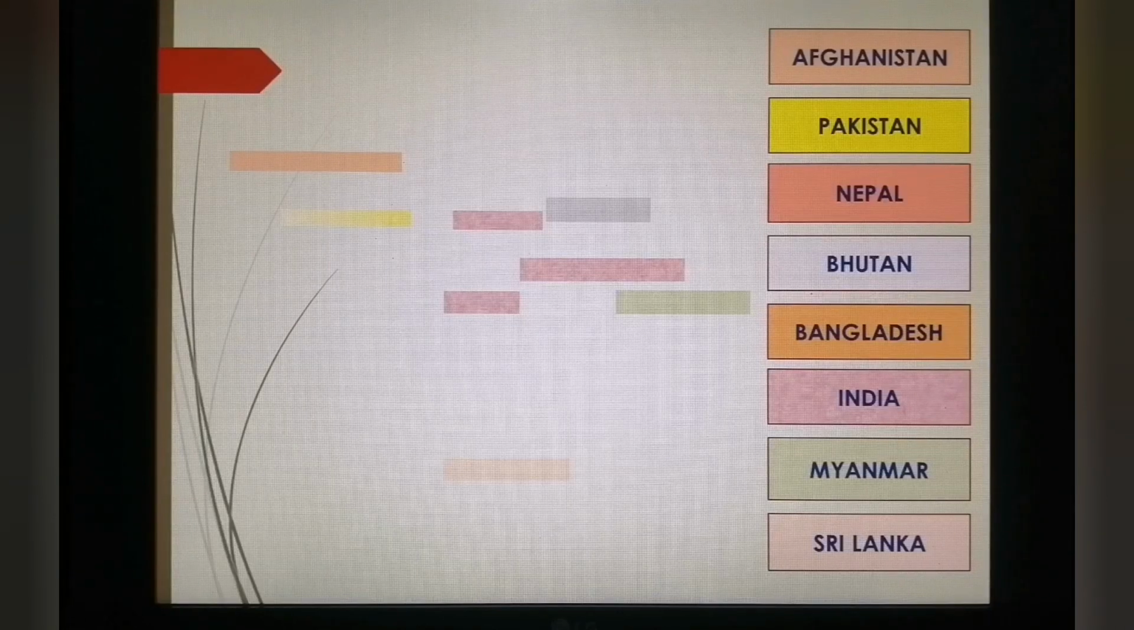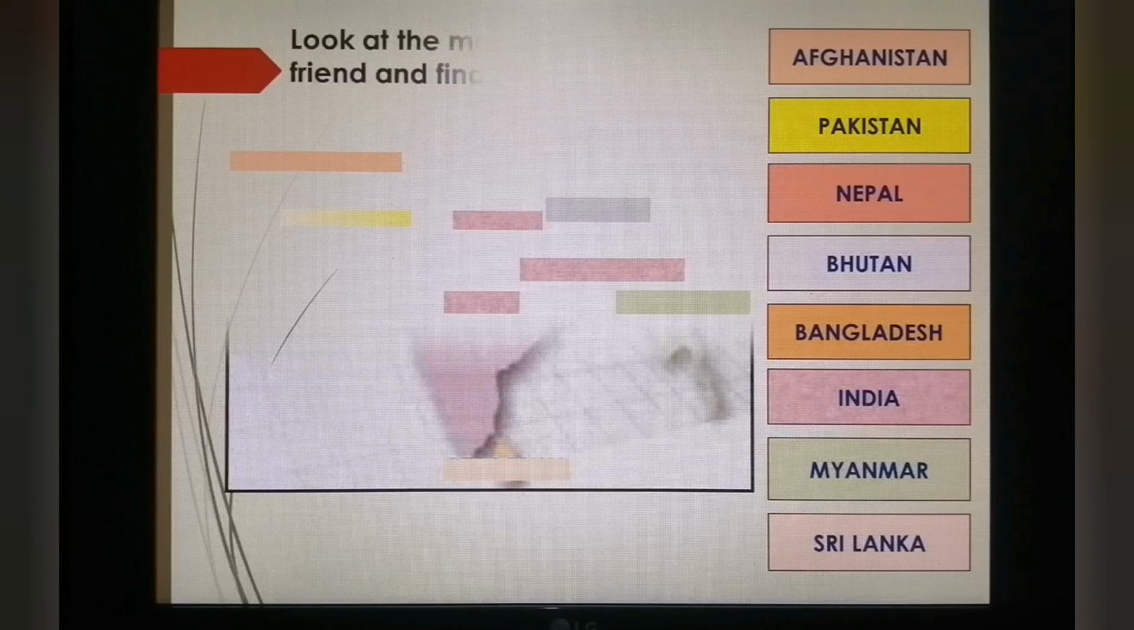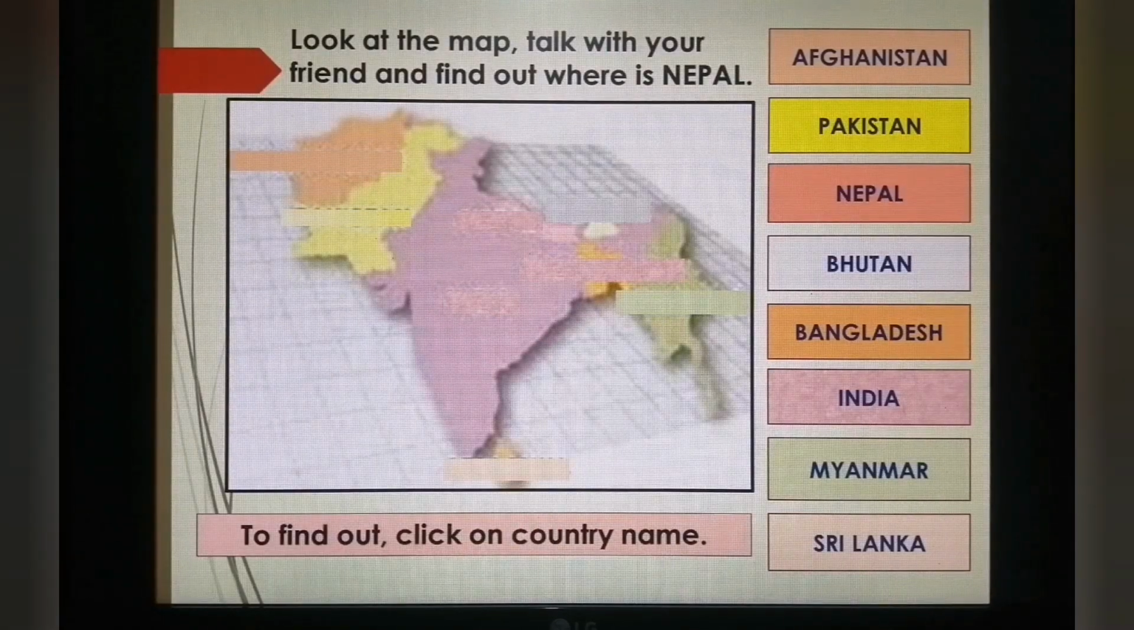Students, see at a glance the names of our neighboring countries, that is Afghanistan, Pakistan, Nepal, Bhutan, Bangladesh, India, Myanmar and Sri Lanka. Look at the map, talk with your friend and find out where Nepal is. Students, as you are not in the real classroom, I think you are alone at home. So guess, where is Nepal? To find out, click on a country name. So let's start. Let's click on Afghanistan.